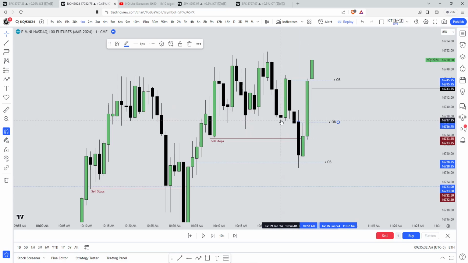See this one right here? It went above it and then that failed. So it's easier to just use the model that I taught, which is change in the state of delivery.